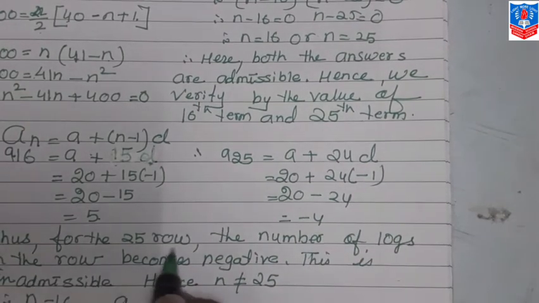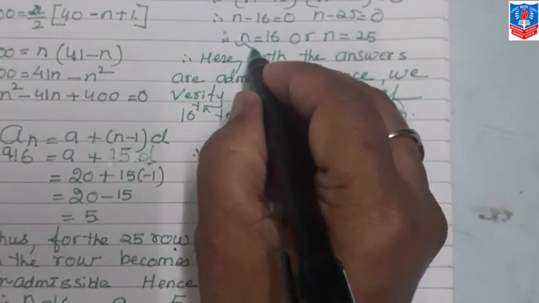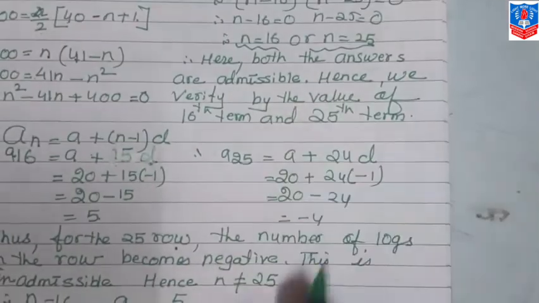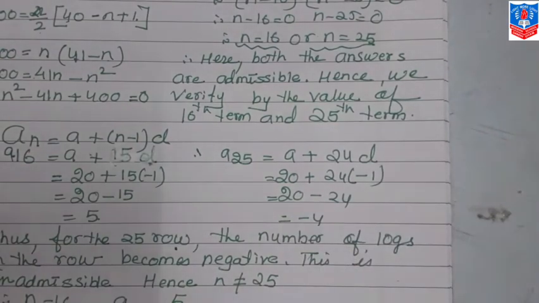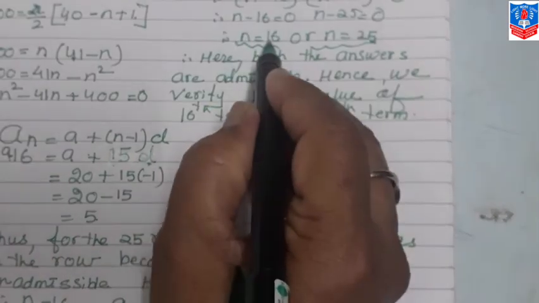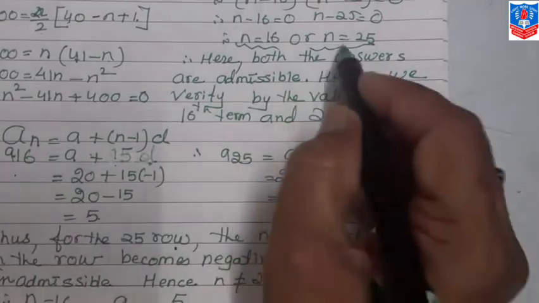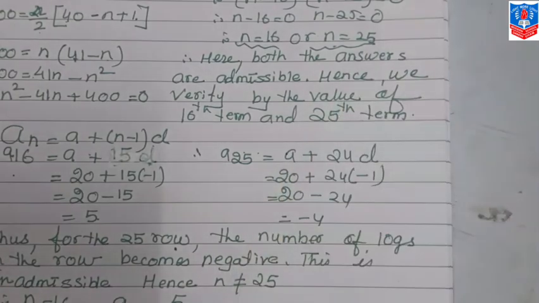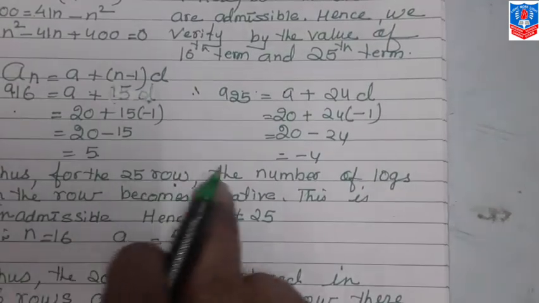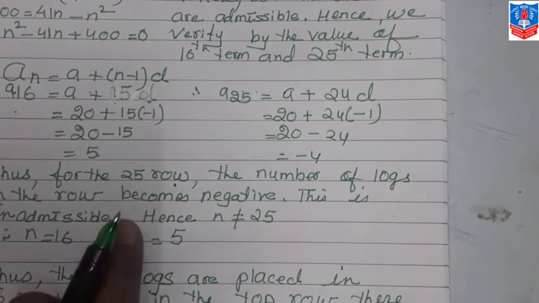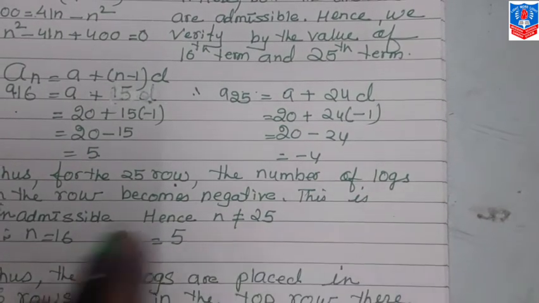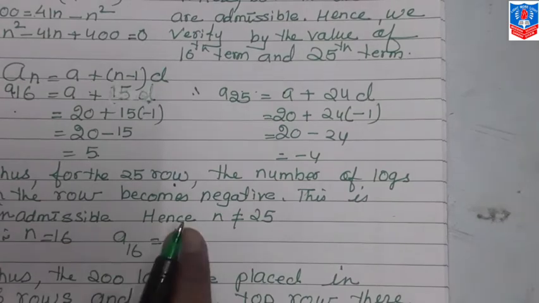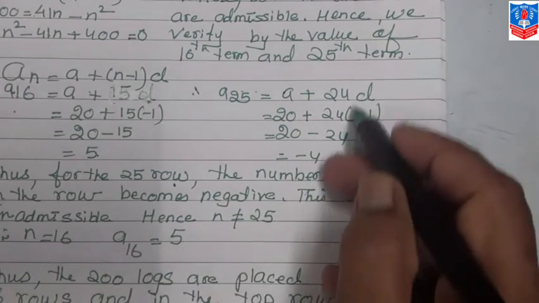Thus for the 25th row. अब देखो n equal 16 and n equal 25. अब आप बोलोगे कि n इंटू 16 मुझे कहाँ से आया, मुझे क्या करना है. ये n इक्वल्स टू 16 तो मैंने a16 लिया, n इक्वल्स टू 25 तो मैंने a25 लिया. क्लियर चिल्ड्रेन, ये हमें ध्यान रखना है. Thus for the 25th row the number of logs in the row becomes negative. This is inadmissible. So here n not equals to 25 होगा ही नहीं.